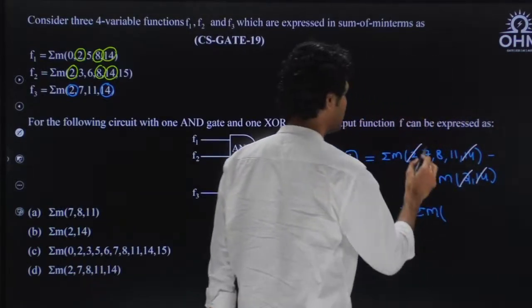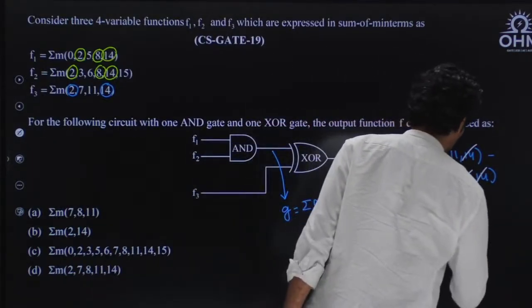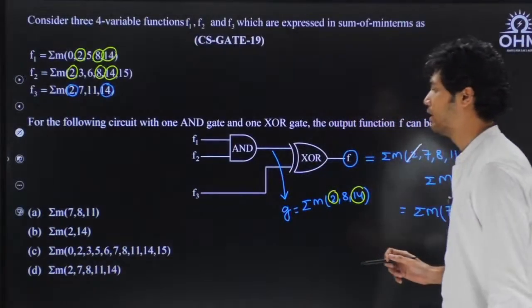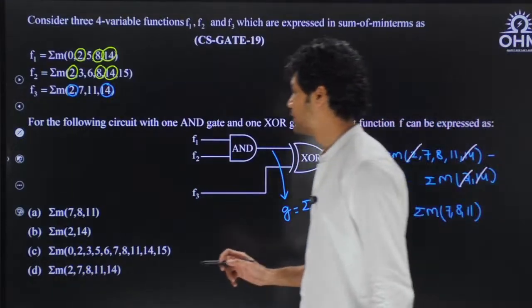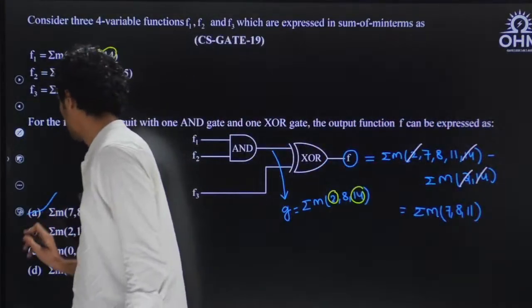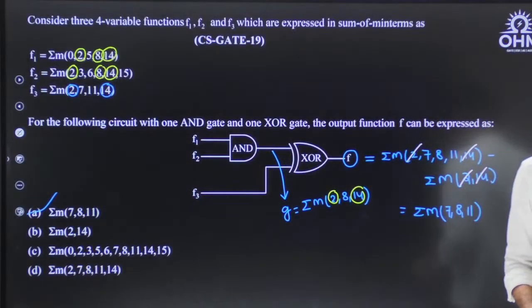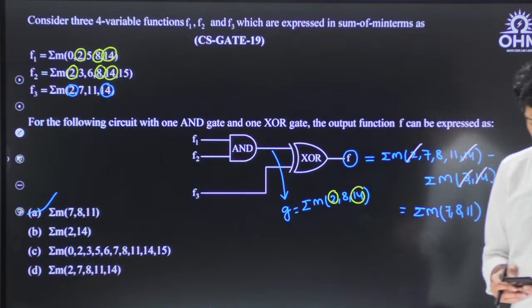Then all you have is basically now sigma minterms 7, 8, 11. So we have 7, 8 and 11. That's basically the function F. So we have the answer. Option A is basically sigma minterms 7, 8, 11. Okay, so we have got the correct answer. Yes, I think one person got the answer correct. Akhilnath got the answer correct.